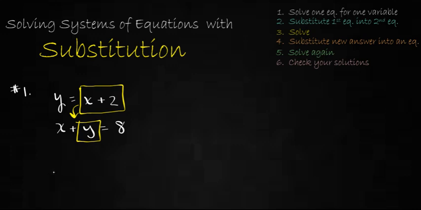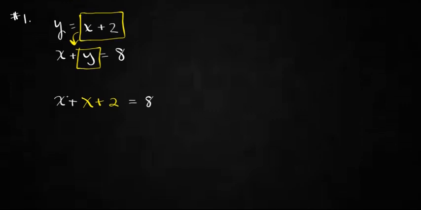So what you end up with is an equation of x plus, and instead of y we're going to use x plus 2, equals 8. Once we've substituted equation 1 into equation 2, then we just have to solve, and these are usually pretty easy. If I combine terms, I get 2x plus 2 equals 8. So when you subtract 2 from both sides, you end up with 2x equals 6, which tells you that x equals 3. Now what we've just found is our first solution.